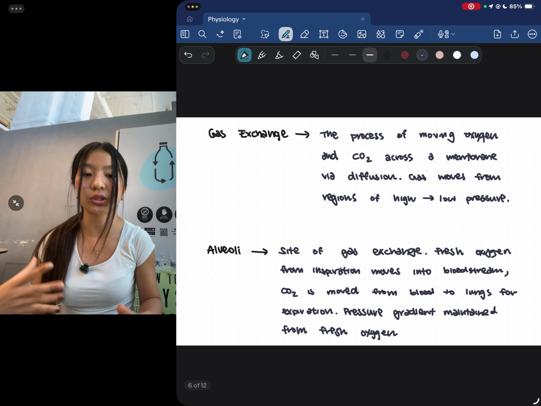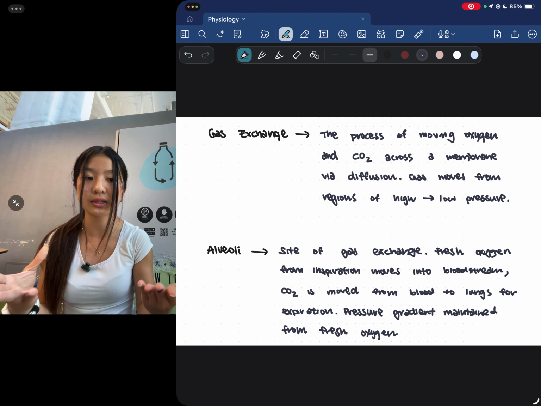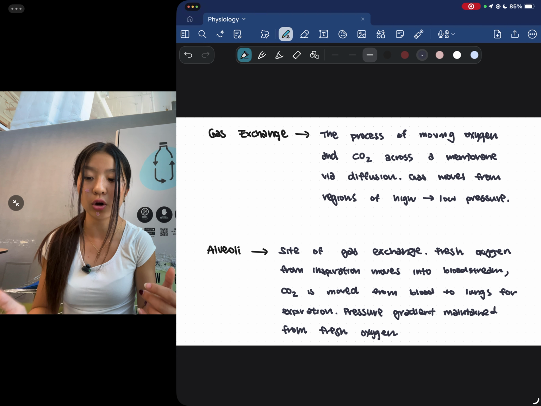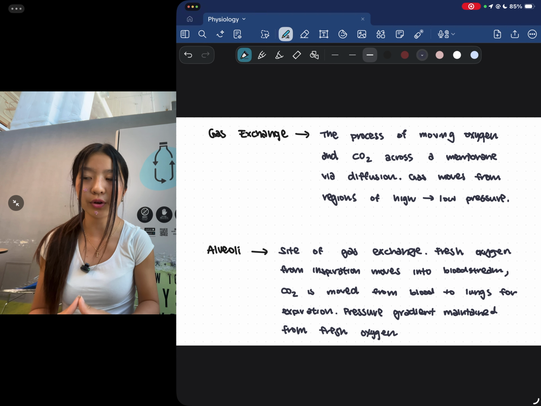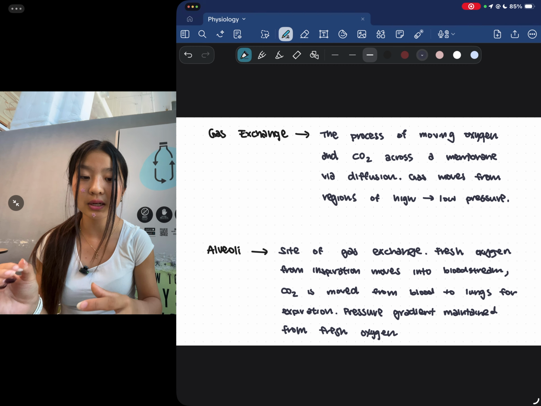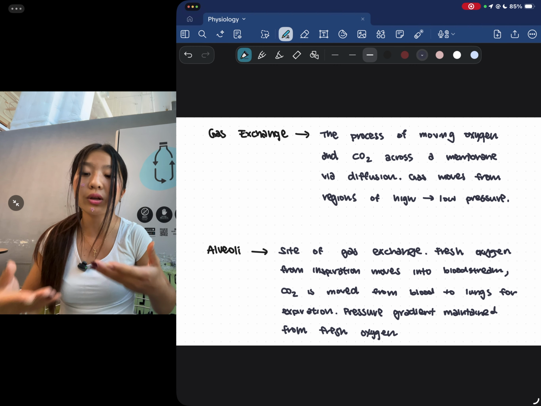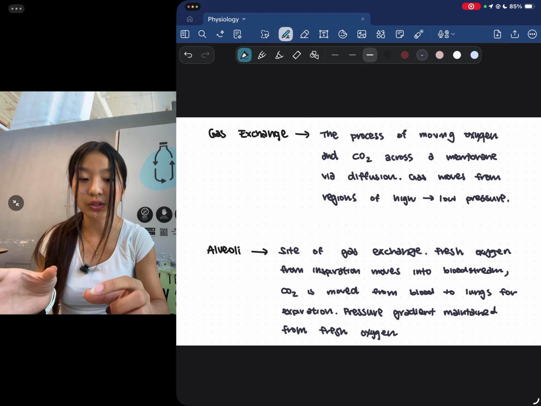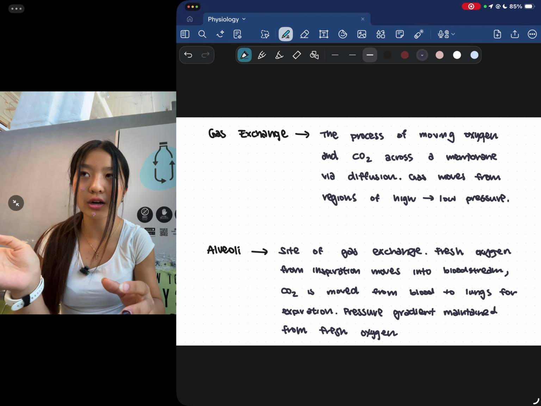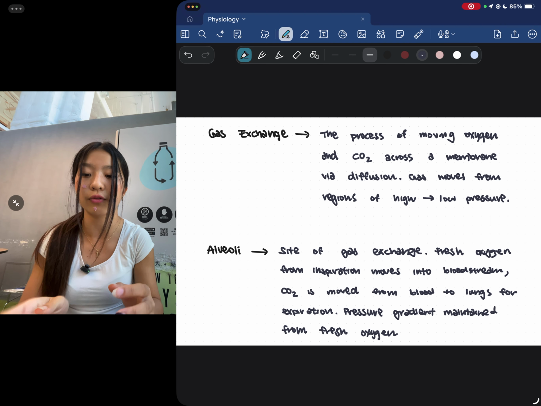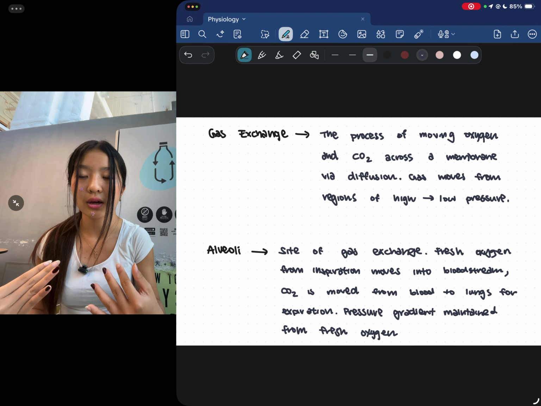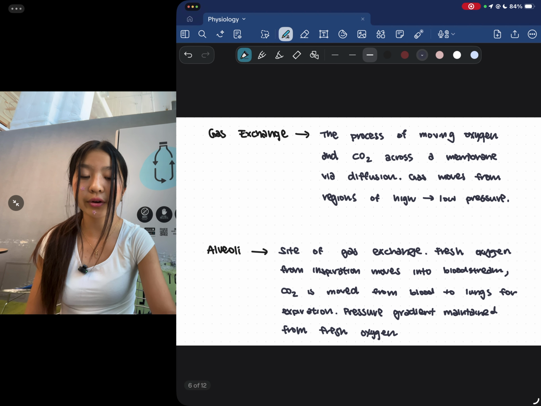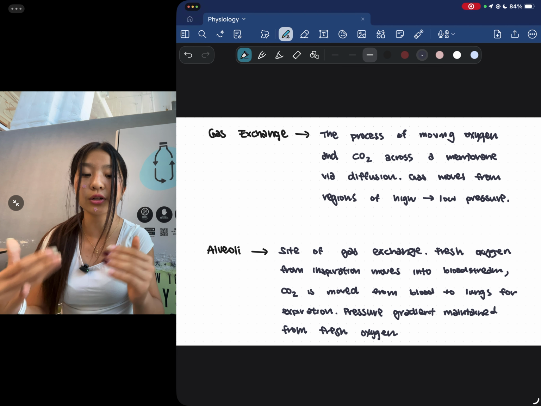So gas exchange is just the process of moving oxygen and carbon dioxide across the membrane via diffusion. And gas always moves from regions of high to low pressure. So within your alveoli, which are the air-filled sacs in your lungs, is the site of gas exchange, where when you breathe and oxygen comes in through inspiration, oxygen moves into your bloodstream because there's higher pressure of oxygen from that breathing. And as we established, there is low oxygen in the blood from your heart. Therefore, the oxygen moves into your bloodstream.